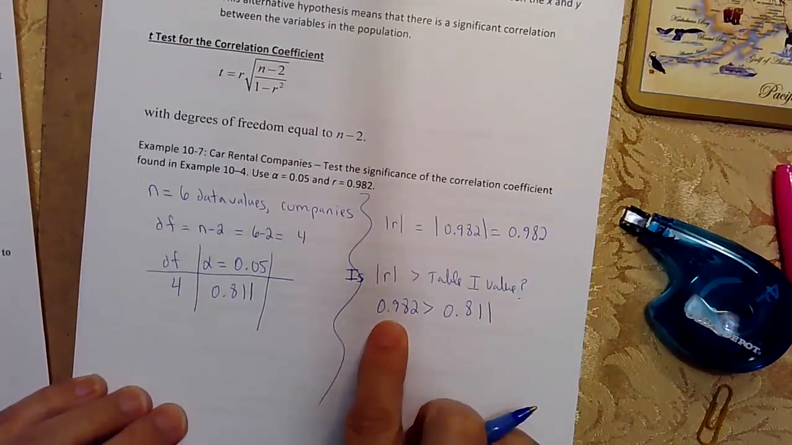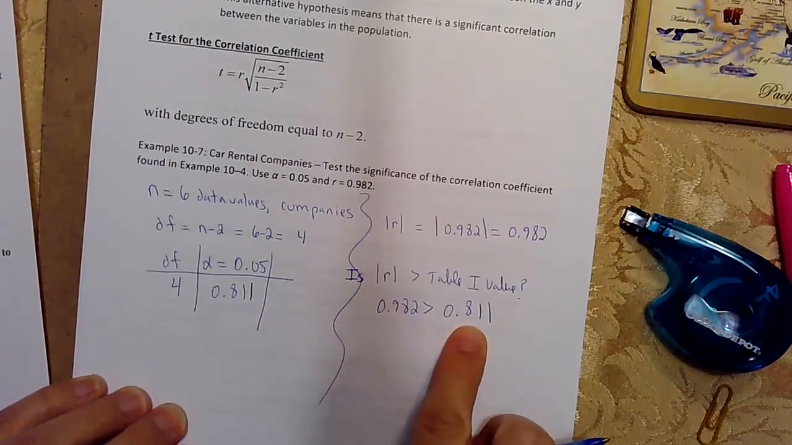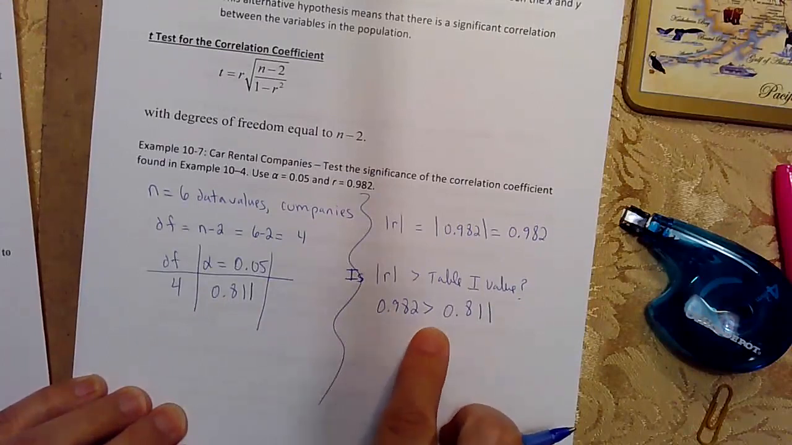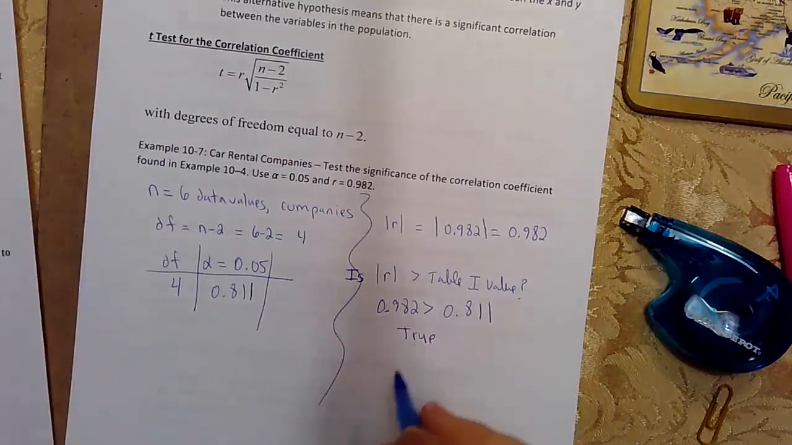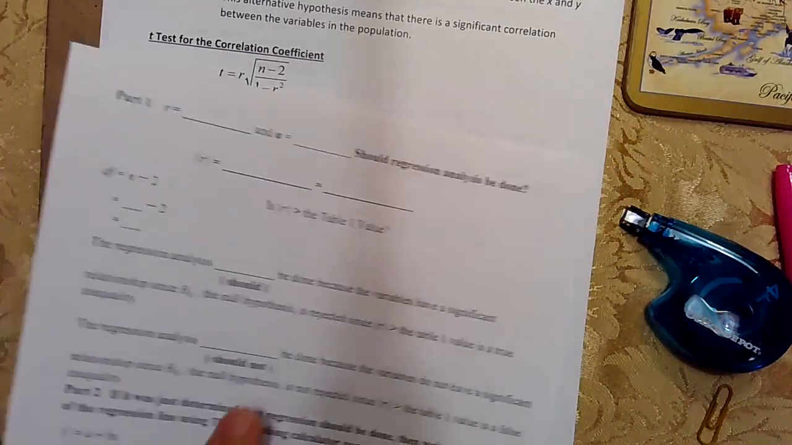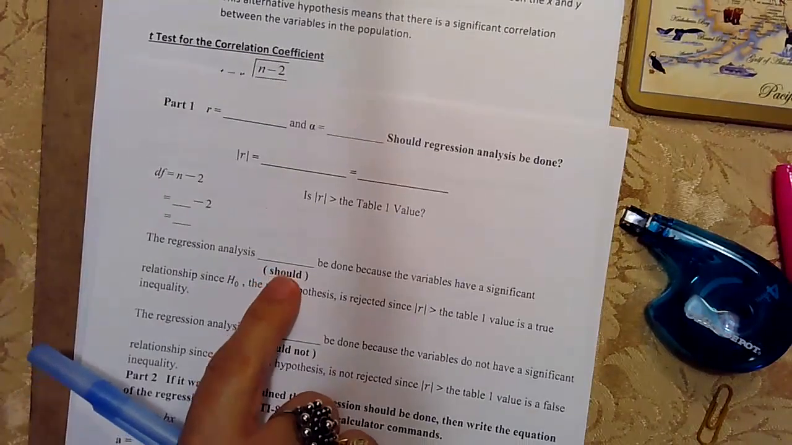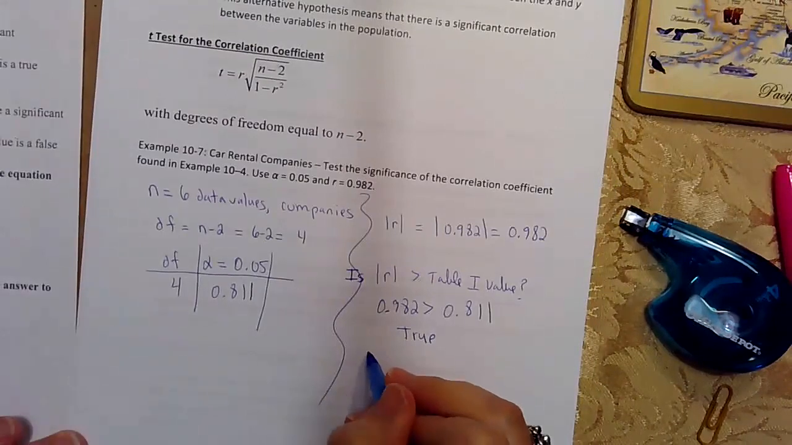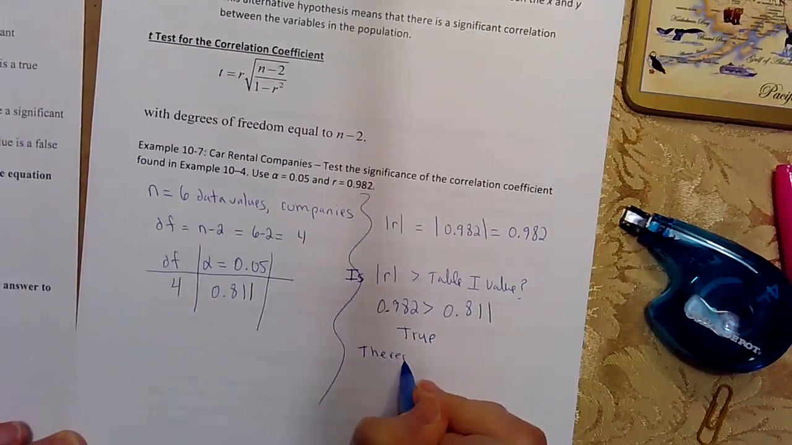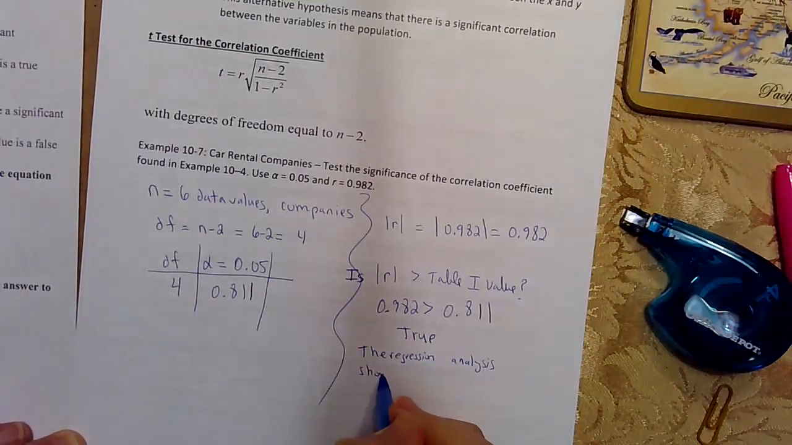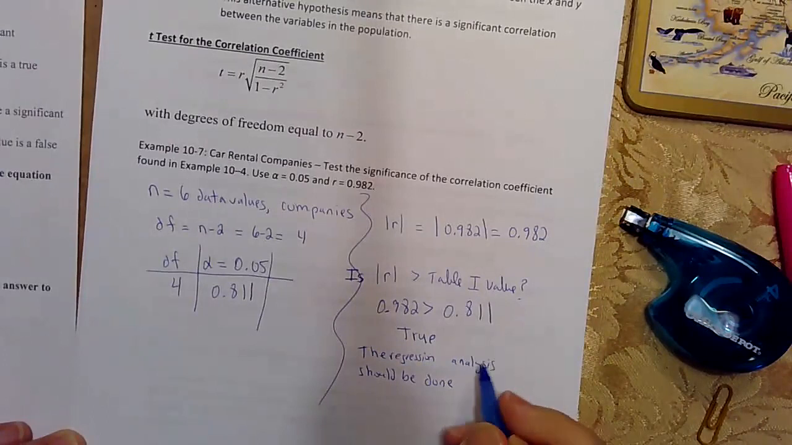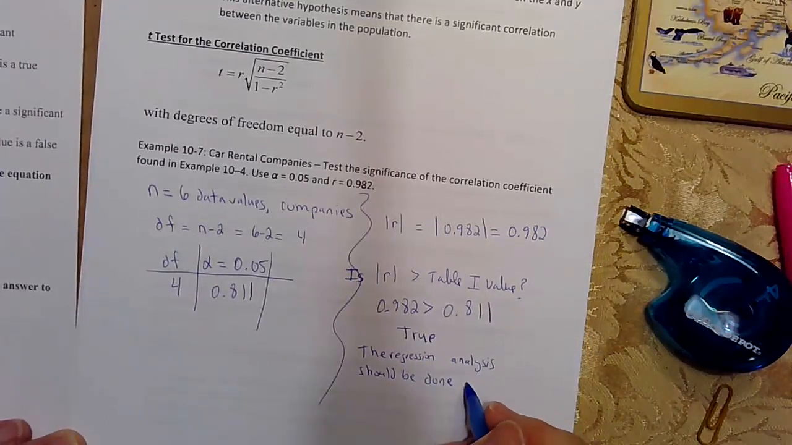Is this true or false? This is true. This is like 98 cents. This is like 81 cents. So 98 cents is greater than 81 cents. So this is true. So since it's true, the regression analysis should be done. If it had been false, then it shouldn't be done. But because it's true, the regression analysis should be done.